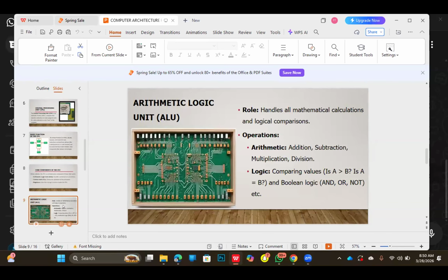So when we come to the arithmetic logic unit, its role is to handle all mathematical calculations and logic operations. With the mathematical calculations and operations, we have arithmetic: addition, subtraction, multiplication, and division.